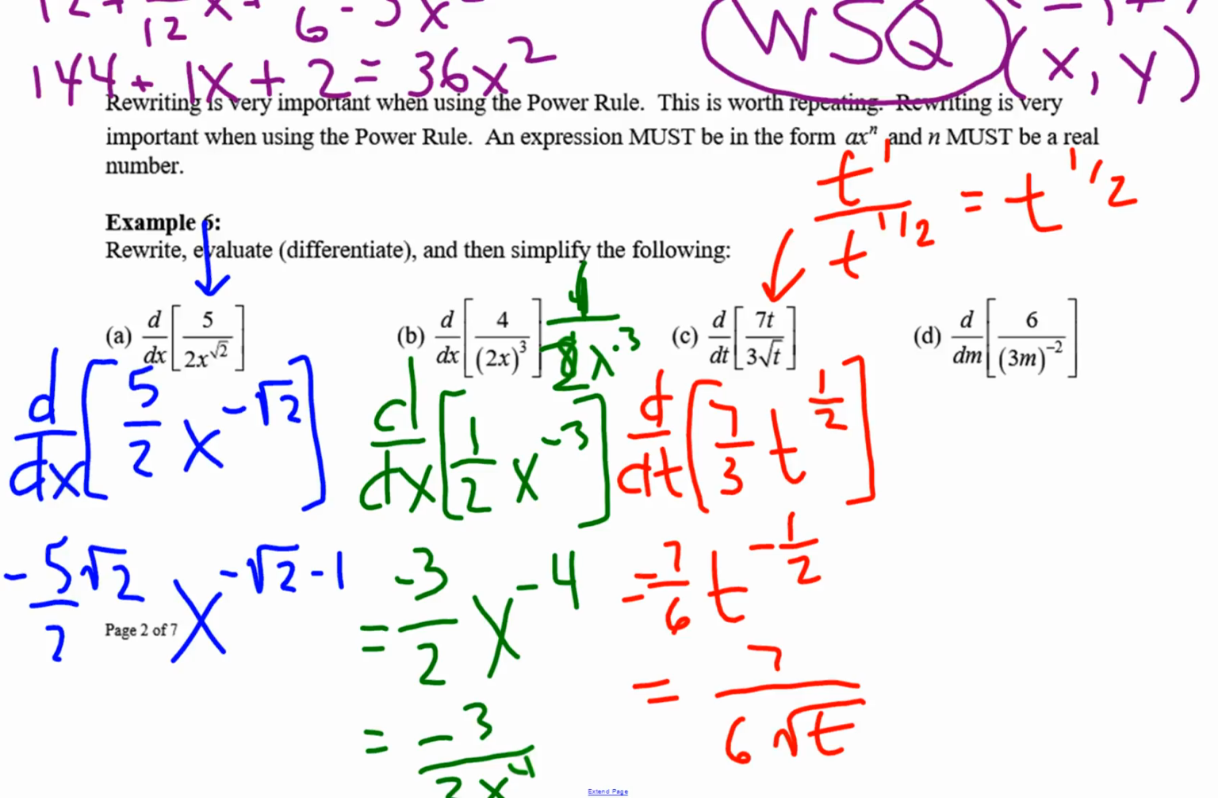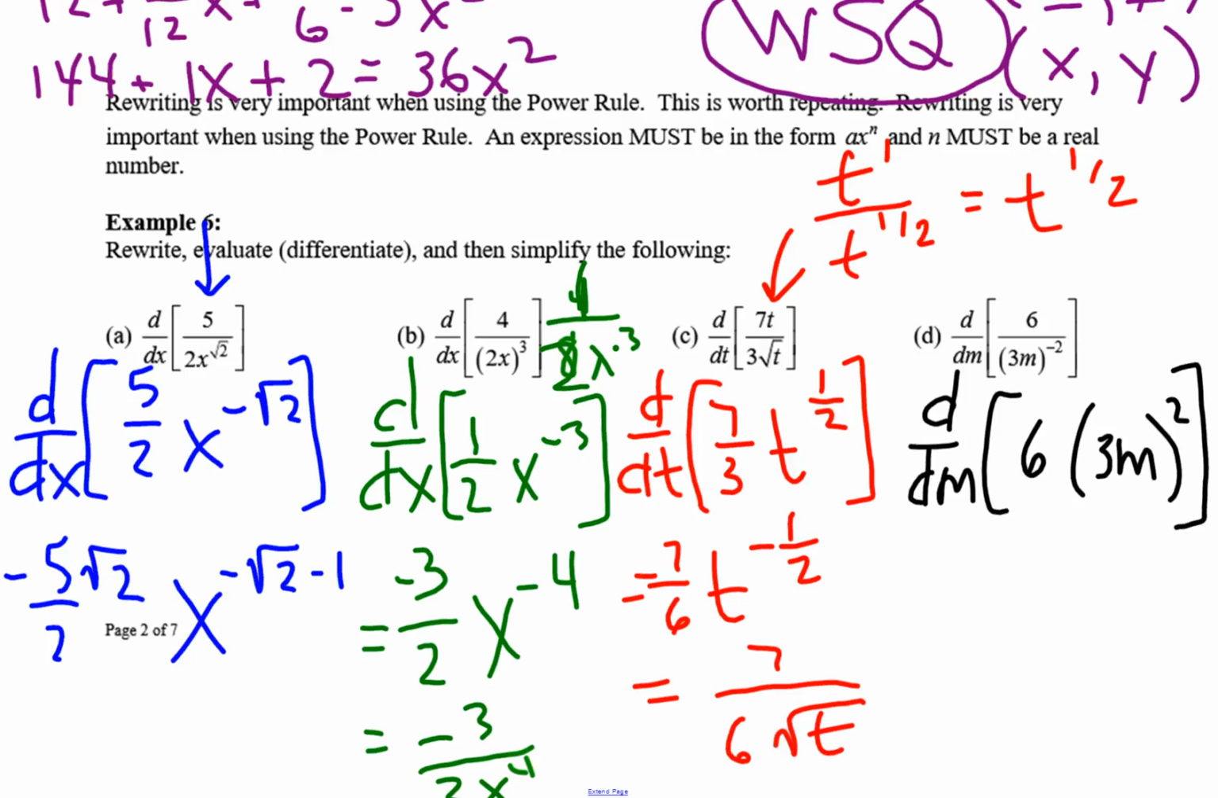we can rewrite this one. Negative 2, that means move it to the top. So we have 6 times 3m squared. And notice last one we had d dt, d dm. We're just saying what variable we're taking the derivative with respect to. So we have 3 squared is 9. That'll give us 54m squared. To take the derivative, we do 2 times 54, 108 m, 2 minus 1 is 1.